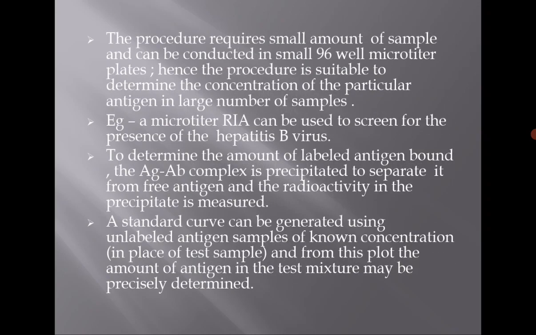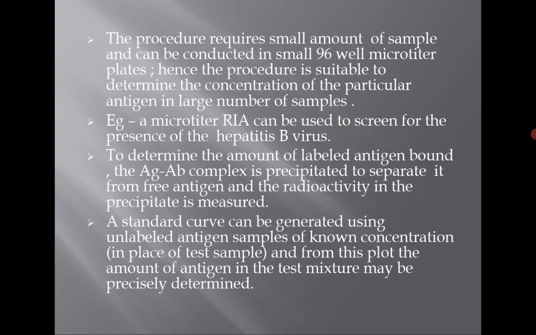The procedure requires a small amount of sample and can be conducted in small 96-well microtiter plates. Hence, the procedure is suitable to determine the concentration of a particular antigen in a large number of samples. Example: a microtiter radioimmunoassay can be used to screen for the presence of the hepatitis B virus. To determine the amount of labeled antigen bound, the antigen-antibody complex is precipitated to separate it from free antigen, and the radioactivity in the precipitate is measured.